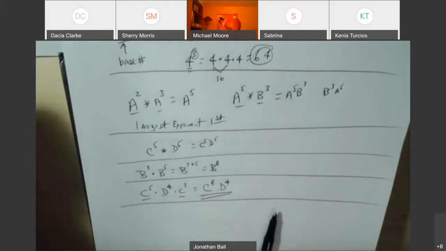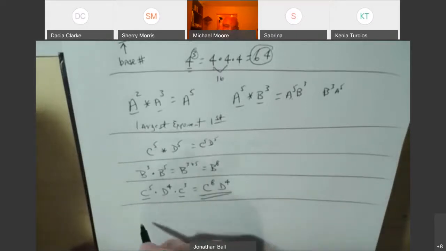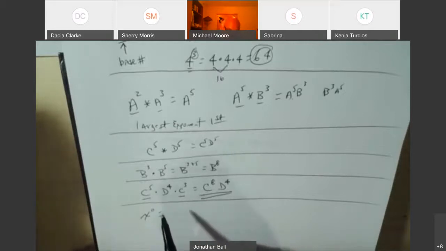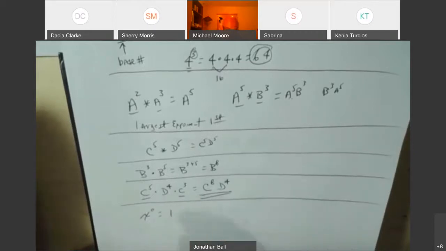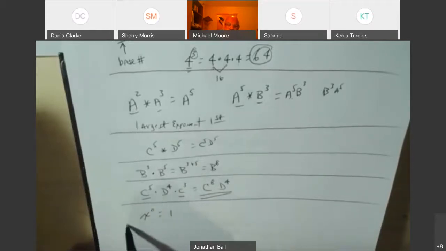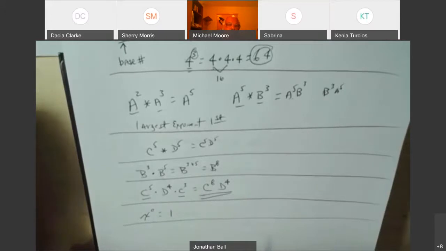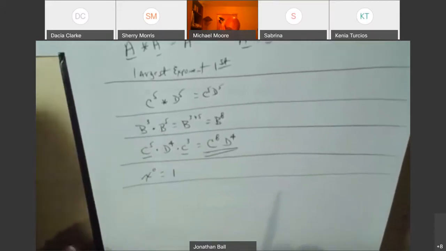Oh yeah, before I forget, this isn't going to make a whole lot of sense right now, but any number to the 0 power seems like it ought to be 0, doesn't it? Well, it's not. It's 1. And I'll explain this more later when we do division. Any number to the 0 power is 1. Don't write this down, just watch. You're probably going to see this on the final exam.